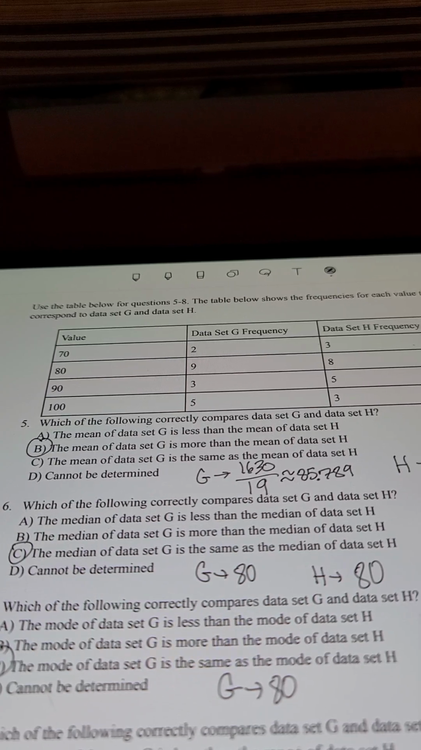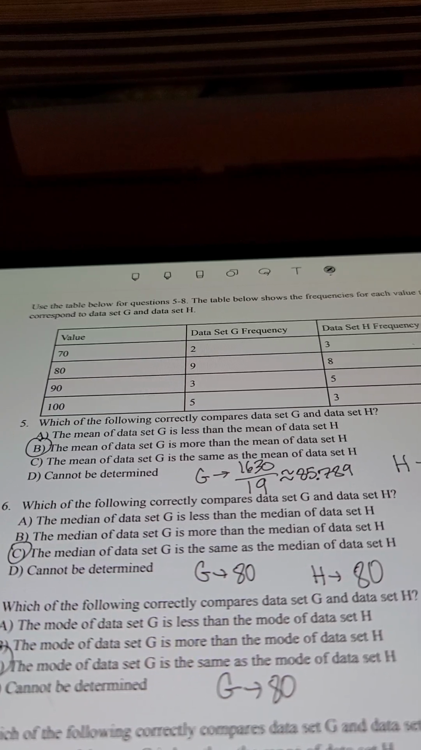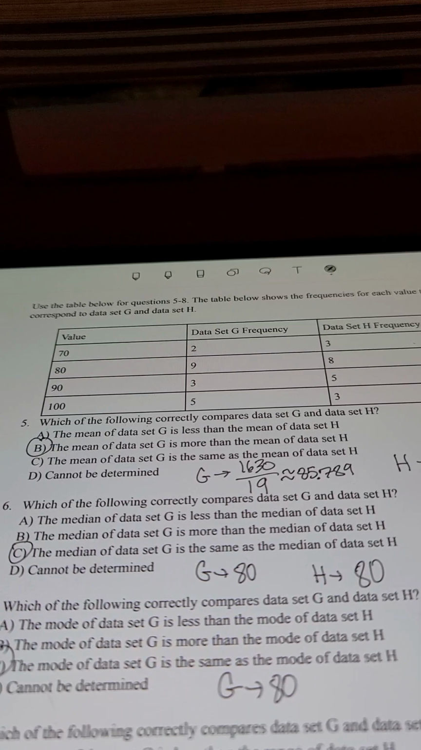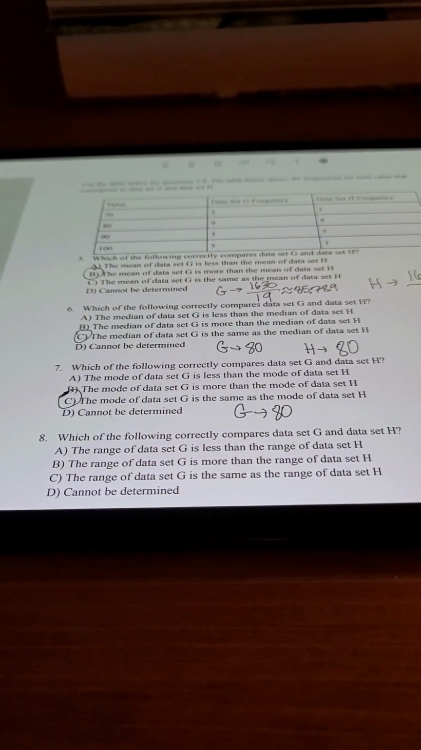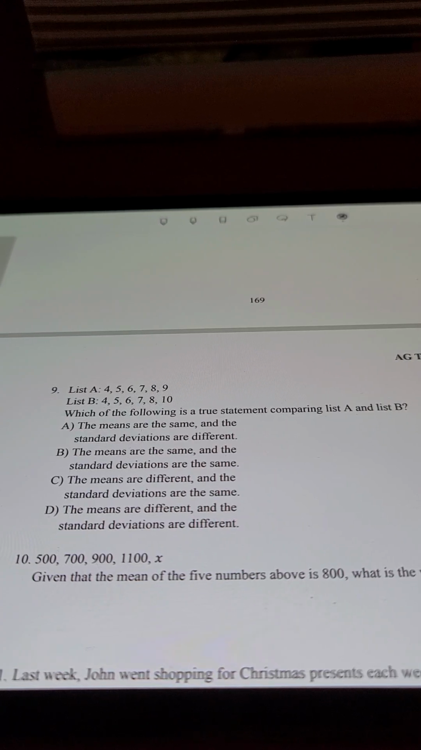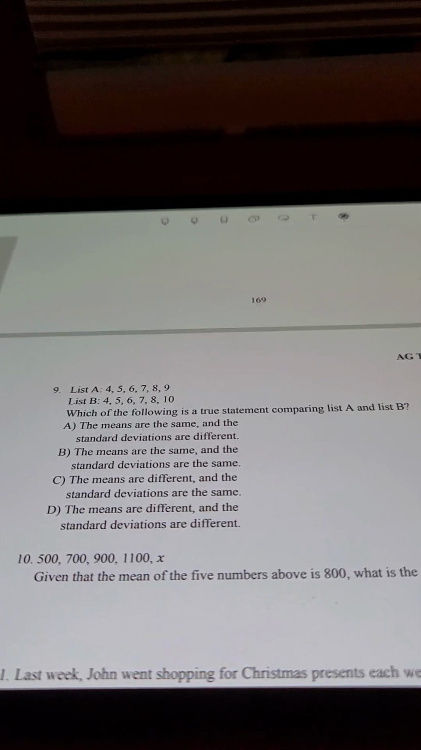So they both have the same high and the same low. So when we subtract that, we're going to get the same number for our range. So the range is the same. So it'd be C.